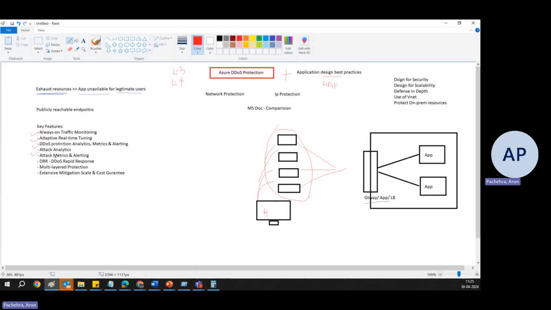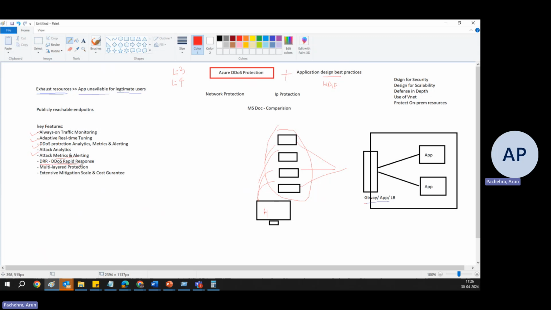Now, we also get metrics and alerting. We have mentioned summarized data from each attack is available in Azure Monitor. You can set up alerts for the duration of the attack to be notified immediately of potential threat. This is something which we are more interested in because these are almost kind of similar.